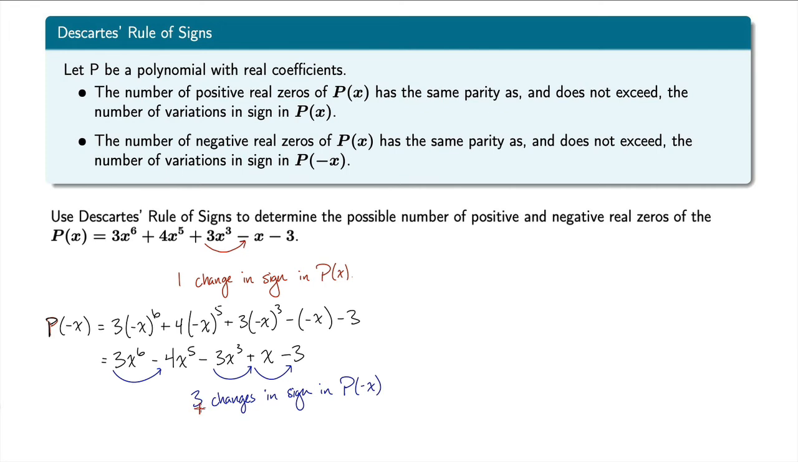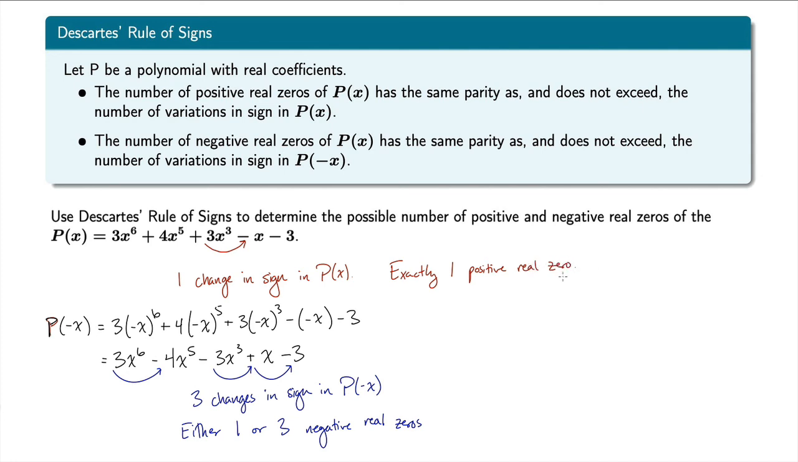So we don't have more than 3 negative real zeros. The only odd numbers that don't exceed 3 are 1 and 3. Again, we can only have a positive number of negative real zeros. So there's either 1 or 3 negative real zeros. And a reminder, up here we had 1 change, so there was exactly 1 positive real zero.